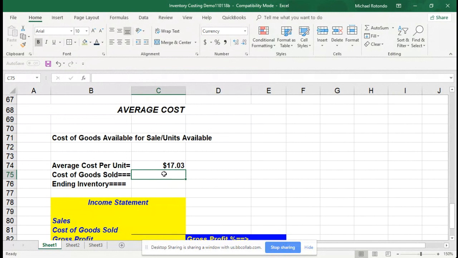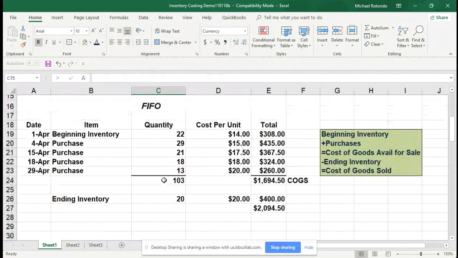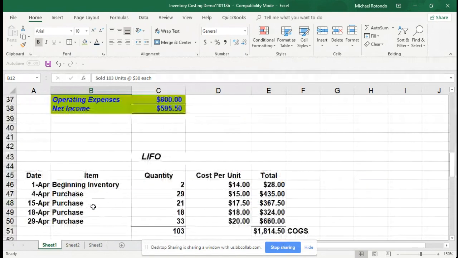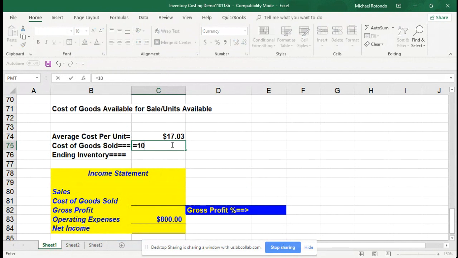So once we get that, to get the cost of goods sold, we simply have to multiply the number of units sold by our average cost per unit. So our number of units sold was 103. So all we need to do is take the 103 units times the average cost per unit of $17.03. And that gives us a cost of goods sold of $1,753.93.